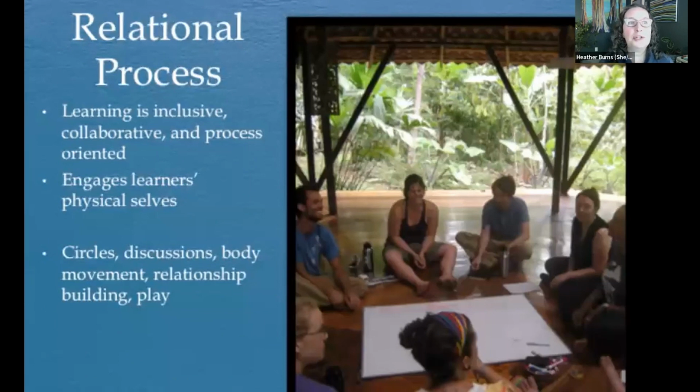And finally, a relational process. So sustainability learning is inclusive, collaborative, and process-oriented. We want to engage our learners' physical selves, our bodies, our energetic selves, our relational selves. We're really learning as much from each other in relationship as we are from anything else. We can do this through circles, discussions, body movement, relationship building, play, all kinds of ways to engage a relational, active learning process.